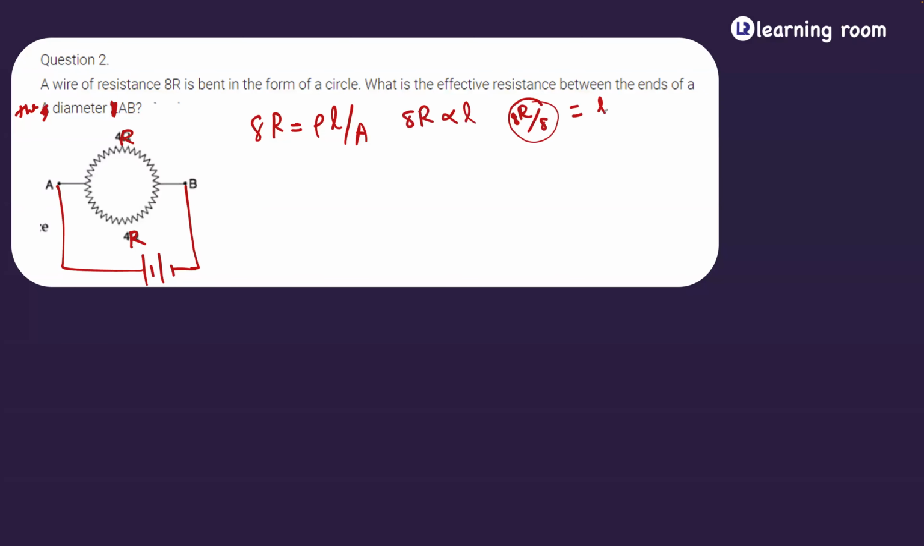Okay. Now, when I convert it into the form of a circle and connect the battery here and here, how many parts am I breaking it into? You are breaking it into 2 equal parts. So 8R divided by 2, it should be 4R and 4R. Now the next question is, how are the 4R and 4R connected? Are they connected in parallel or series?